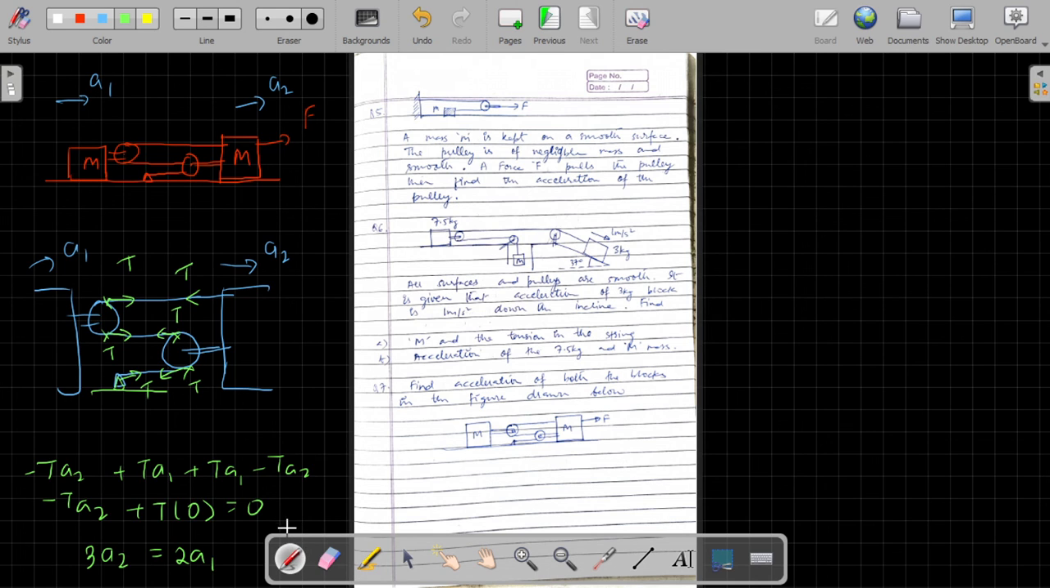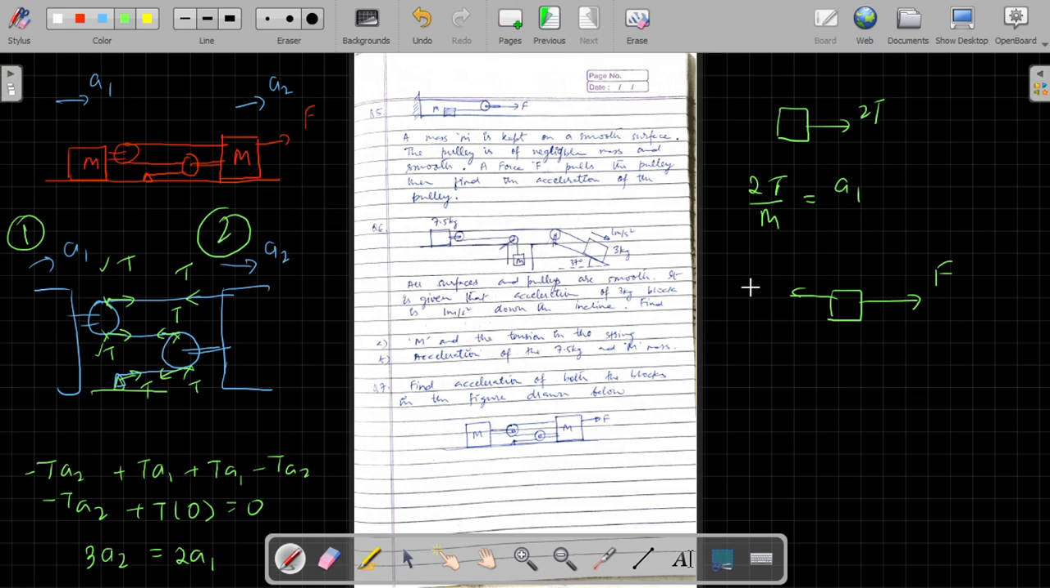And in terms of force, what are the forces acting on the block number 1? Let's say this is the block number 1, this is the block number 2. So on block number 1, the forces acting are simply 2T towards the right direction, because these are the only forces. So 2T divided by mass m should be equal to the acceleration A1. And for the second mass, the forces acting are F and 3T in the rightward direction. And the acceleration is A2, so you will write F minus 3T is equal to m into A2.